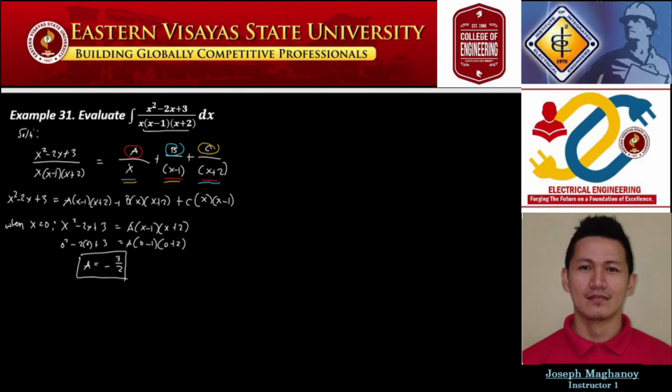So for your b, when x is equal to 1, we equate x minus 1 to 0, so x becomes 1. Rewriting, x squared minus 2x plus 3 is equal to b times x, x plus 2. If our x is equal to 1, we substitute the value of our x: 1 minus 2 times 1 plus 3 is equal to b times 1, 1 plus 2. Solving for your b, it will become 2/3.